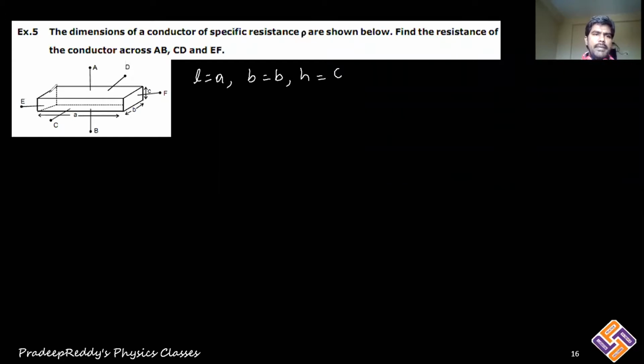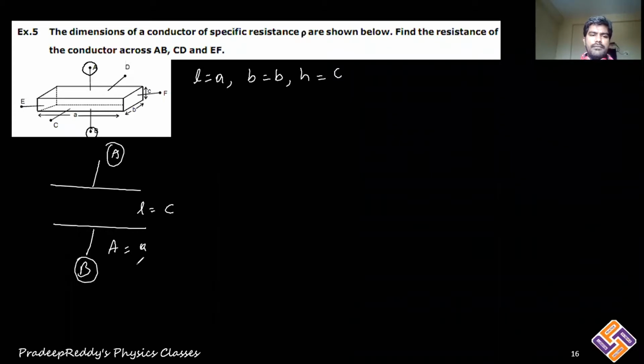So AB, this is point A and this is point B. That means you will have a conductor like this, with A on one end and B on the other. What is the length of this now? The length of this conductor in between AB is equal to C in this case. And what about the area of cross section? The area of cross section is equal to A into B.